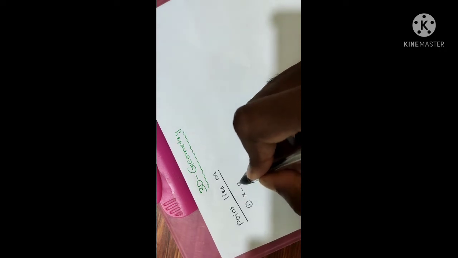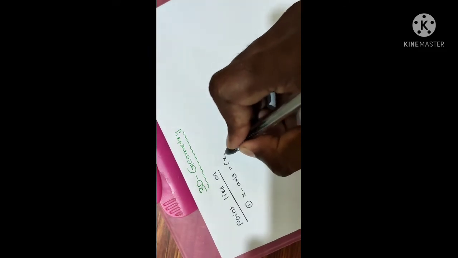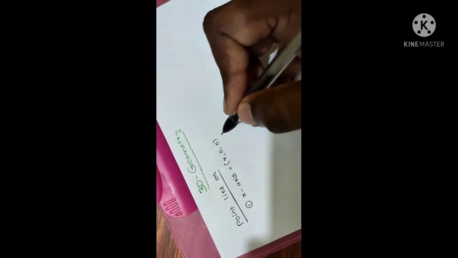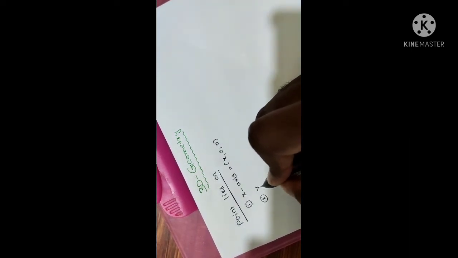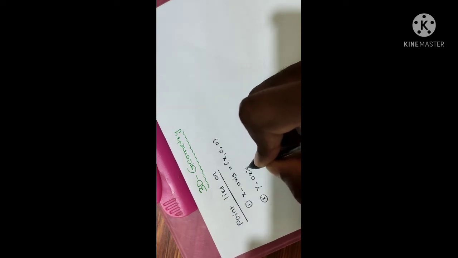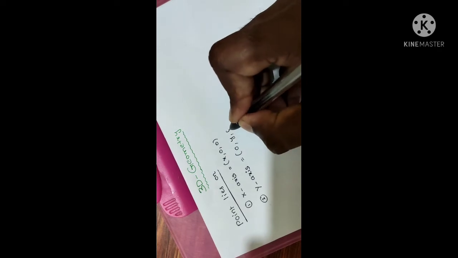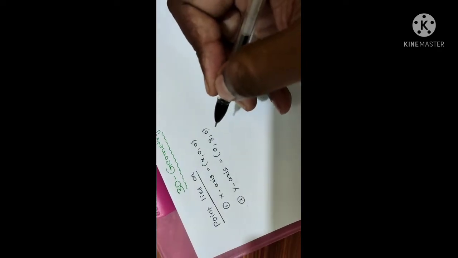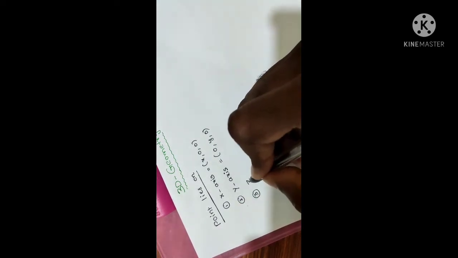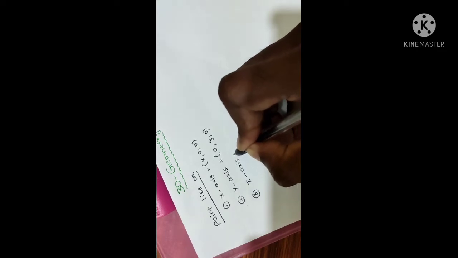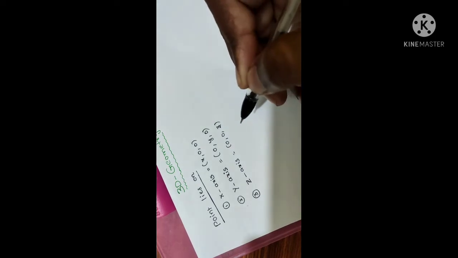First, if a point lies on the x-axis, that point we are taking as x 0 0, which means the y coordinate and z coordinate both are 0. If the point lies on the y-axis, then the point is 0 y 0, and the x coordinate and z coordinate will be 0. Third, if the point lies on the z-axis, then the point is 0 0 z, and the x coordinate and y coordinate both should be 0.